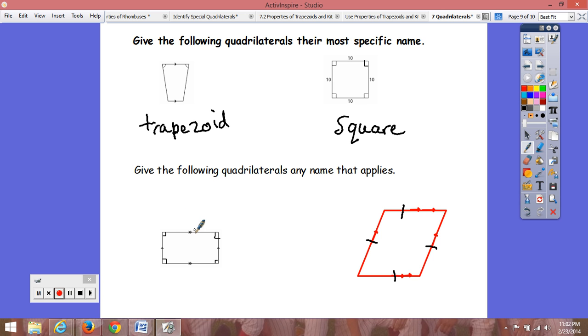So let's start off the one on the left. We have 2 sets of parallel sides. So right away we know it is a parallelogram. And then we can also see that it has 4 right angles. So it also could be a rectangle, because a rectangle is a parallelogram as well.